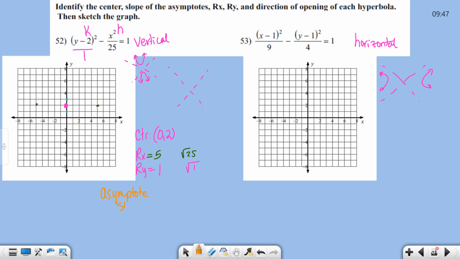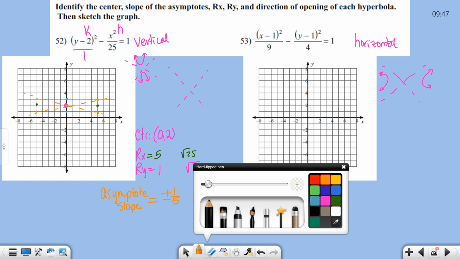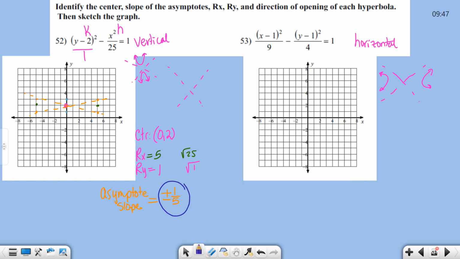How are we traveling from the center to these little corner pieces where those x and y values meet? So there's my asymptote. Cool. We are traveling up 1 and to the right 5, or down 1 and to the left 5, up and over. Remember, it's always positive and negative. Once you get the slope of the asymptotes and you've rough sketched them, you can use those vertex points and just follow the path of your asymptote and do a rough sketch.